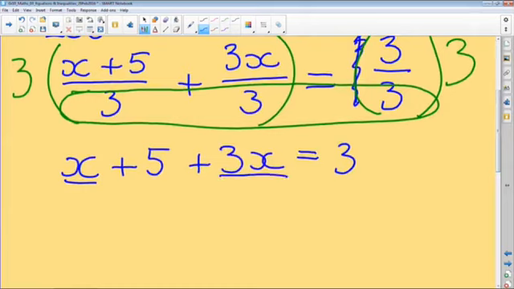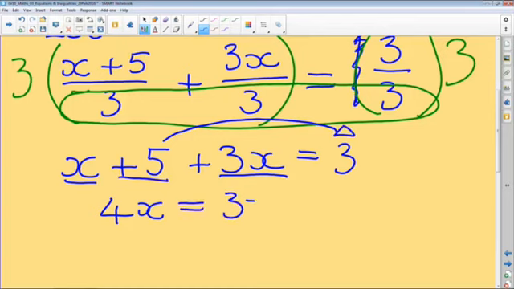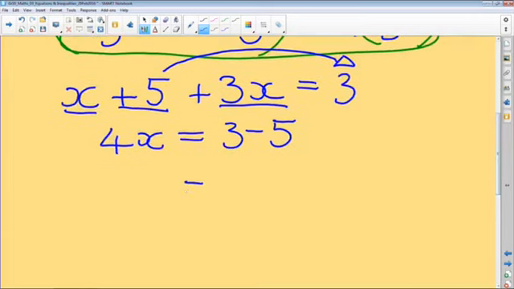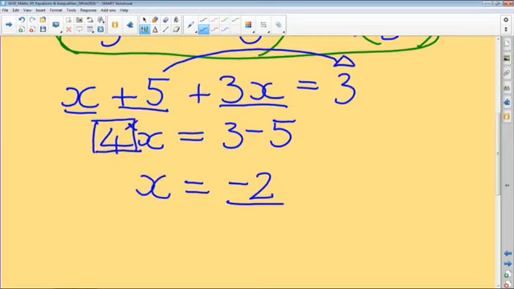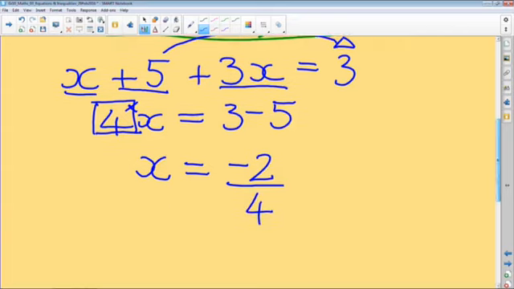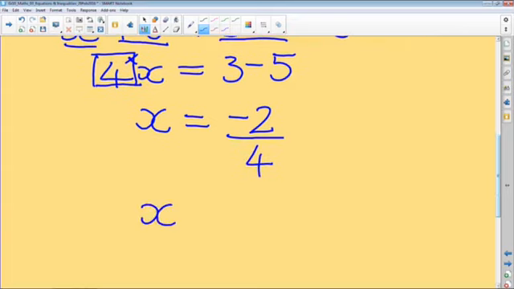Okay, now let's add our like terms. x plus 3x is 4x, and I'm going to save time by taking the 5 over immediately. The 5 is adding on this side, so it means it's going to minus on that side. So it's 3 minus 5, which means it's equal to -2. Now, I have got the x, but I need to get rid of that 4. The 4 is multiplying the x, which means when I take it to the other side, I'm dividing by 4, giving me an answer of x is equal to -1/2.